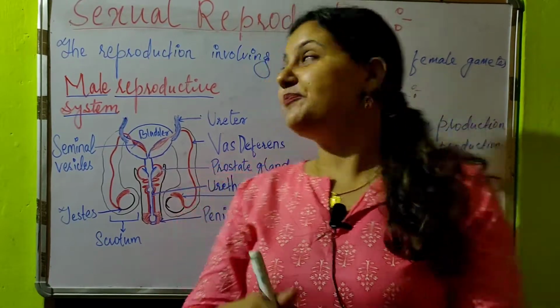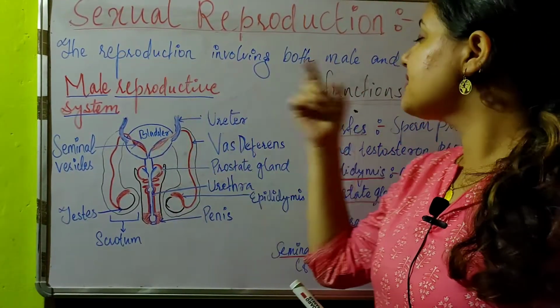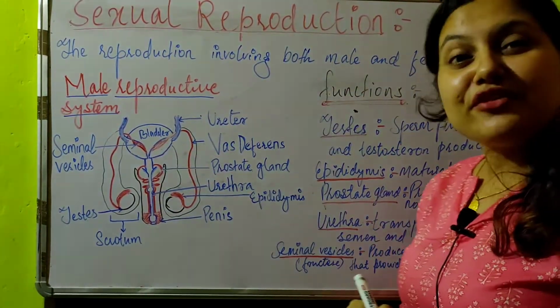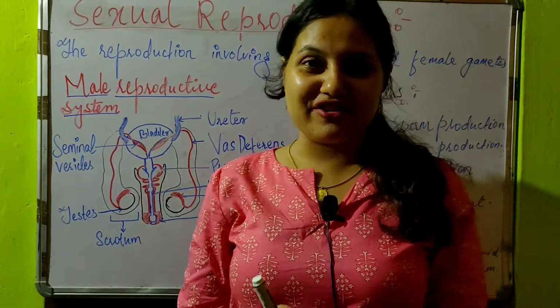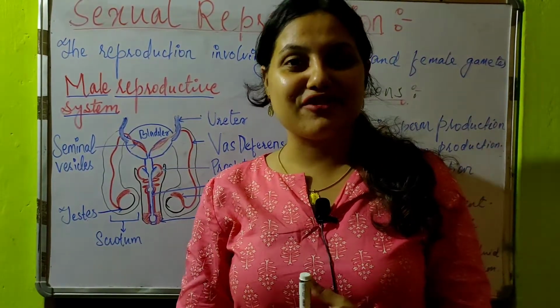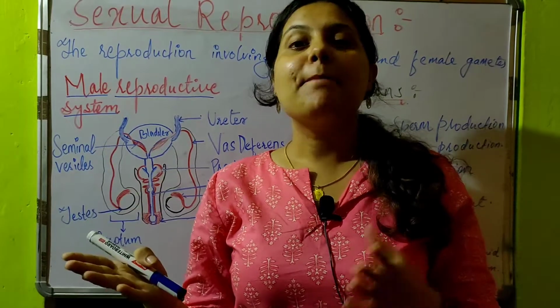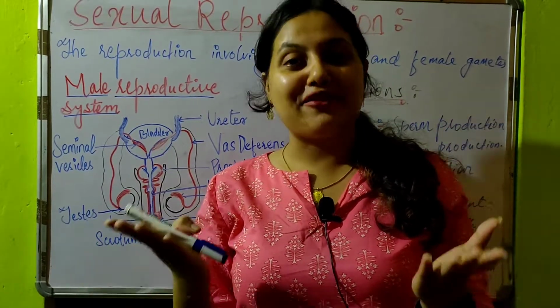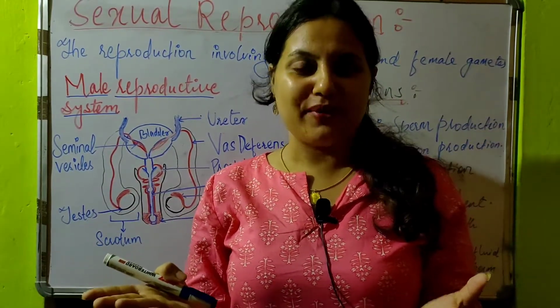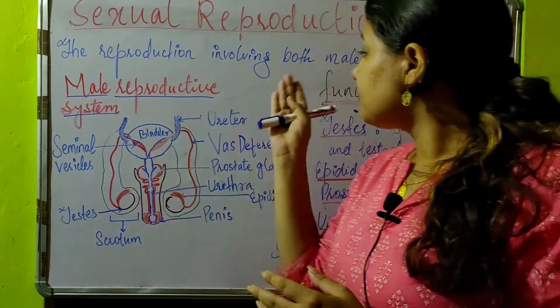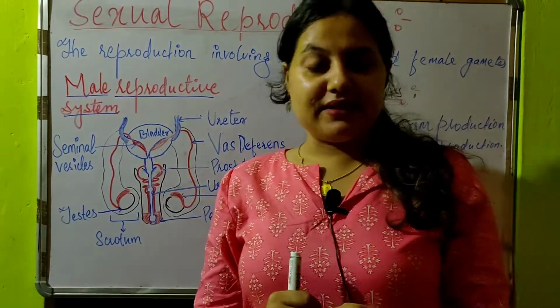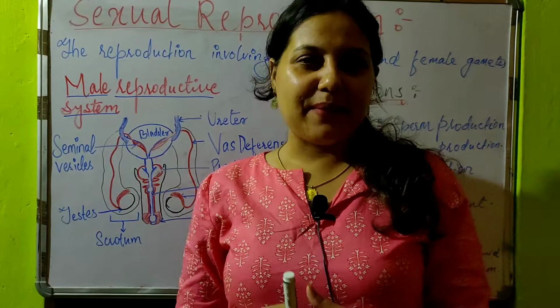Alright, so first, moving on to the male reproductive system, let us see what sexual reproduction is. The reproduction involving both male and female gametes is known as sexual reproduction. That means in sexual reproduction, both parents, the male parent and the female parent, are involved, and that means the two gametes, the male gamete and the female gamete, are involved.